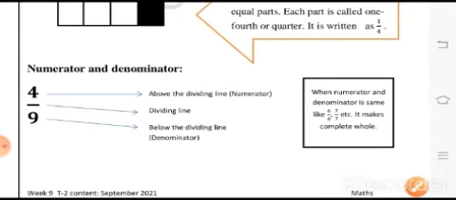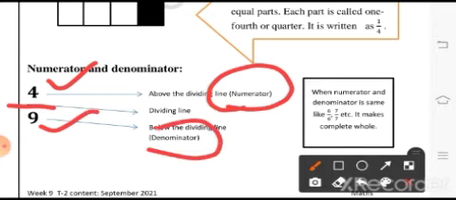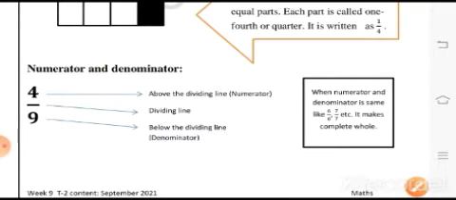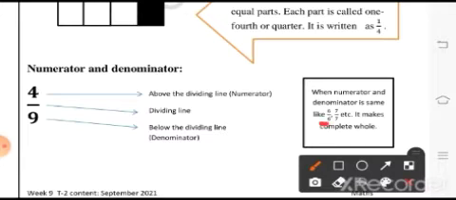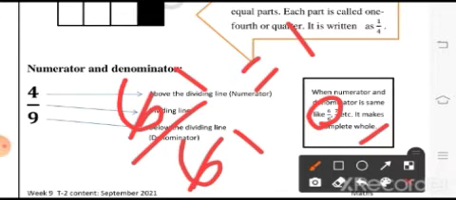Fraction, as you know, comprises two numbers separated by this dividing line. The number above the line is called the numerator and below the line is called the denominator. If the numerator and denominator are the same, it makes one complete whole. For example, if it is 6 by 6, that is, numerator and denominator are the same, their value is 1.